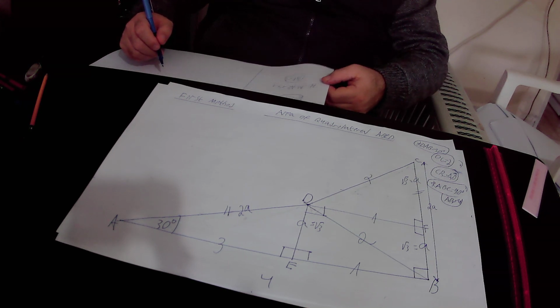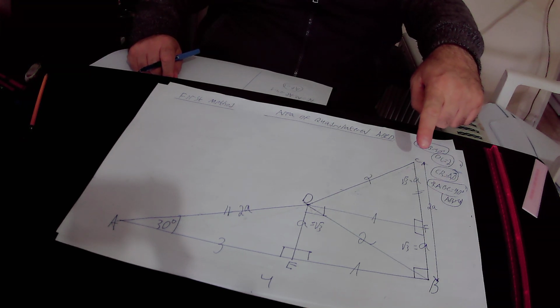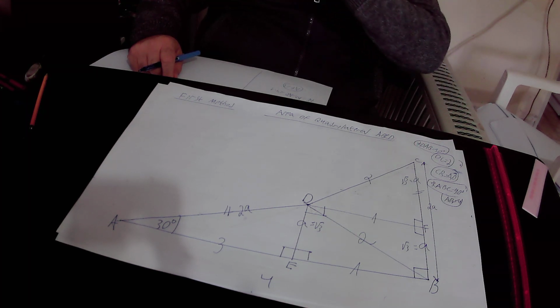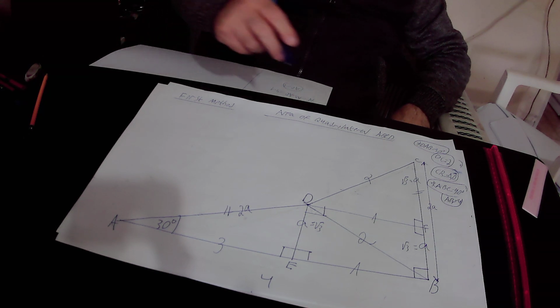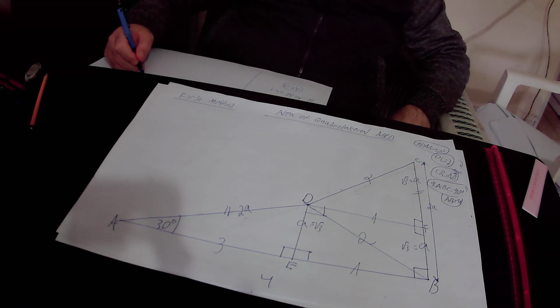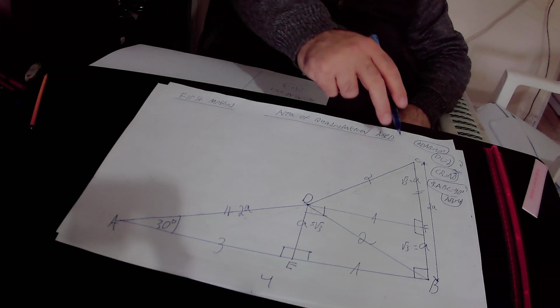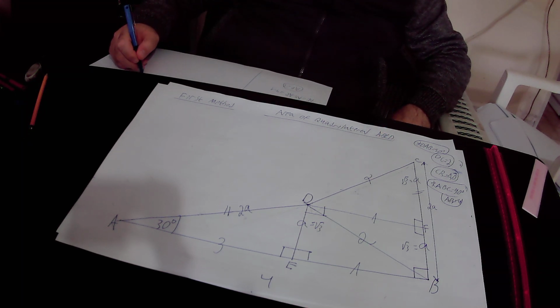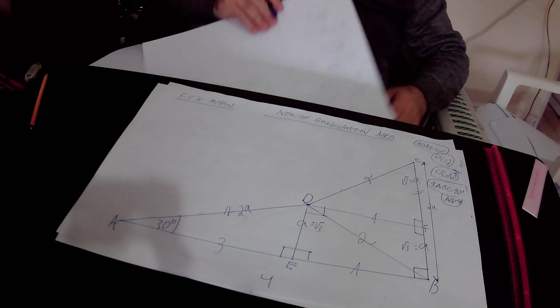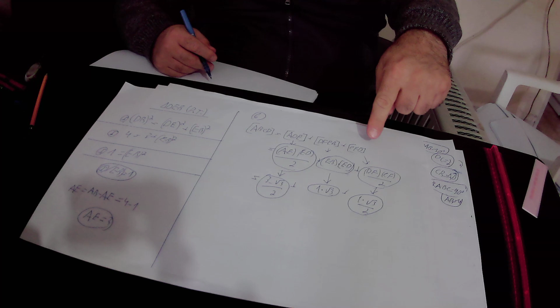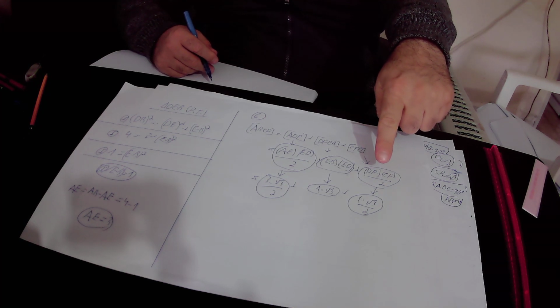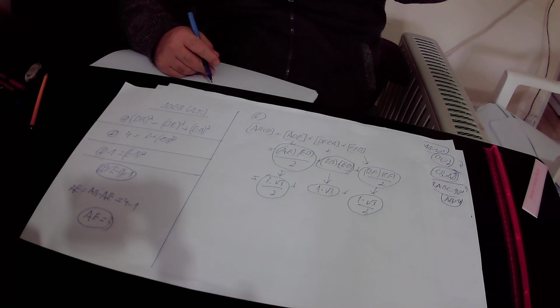And what is the area of the right triangle CFD? The area of the right triangle CFD equals DF, which is 1 unit, times CF, which equals square root of 3 units, over 2. So we found out that the area of the right triangle CFD equals square root of 3 over 2.